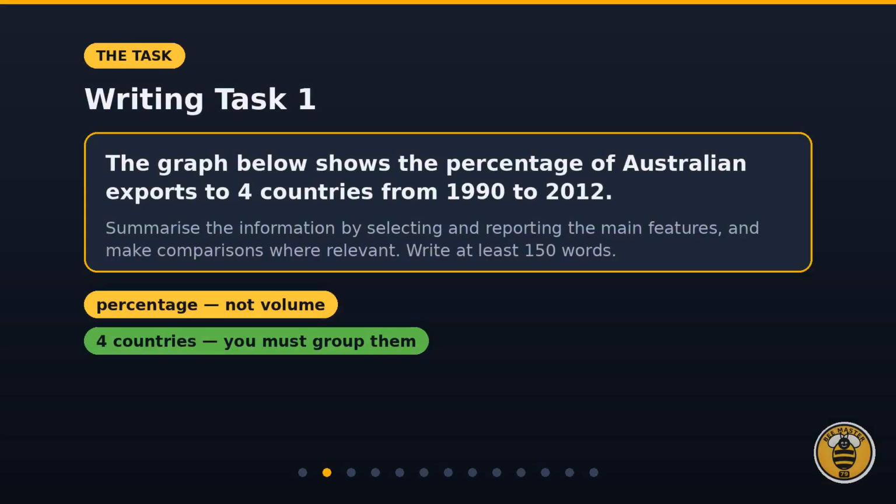Here is the task. The graph below shows the percentage of Australian exports to 4 countries from 1990 to 2012. Summarize the information by selecting and reporting the main features, and make comparisons where relevant. Write at least 150 words. Notice 2 things: percentage, not volume, and 4 countries, which means you must group them.